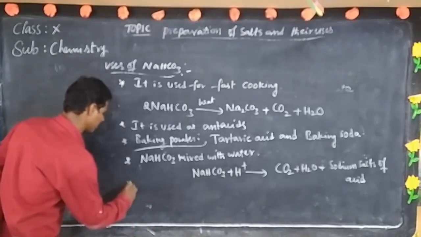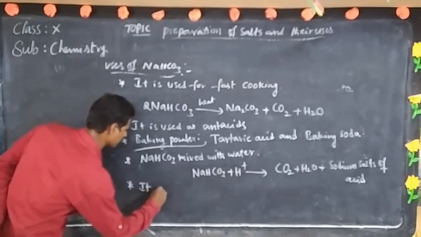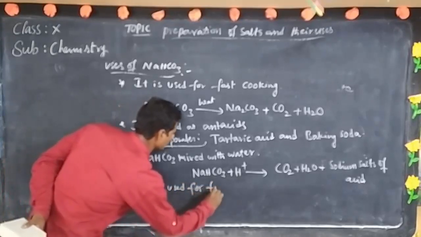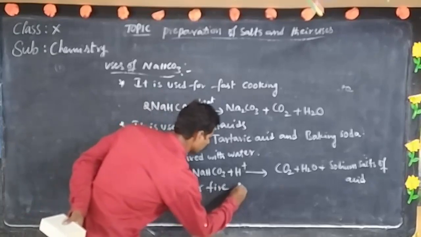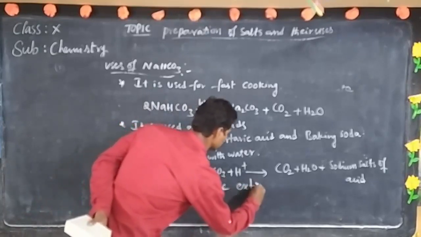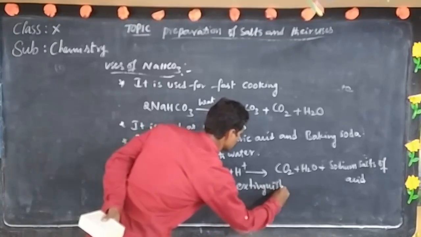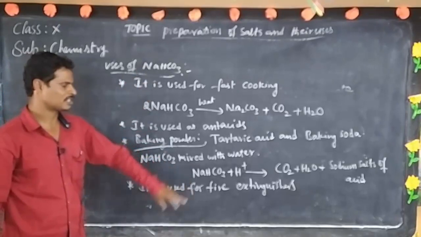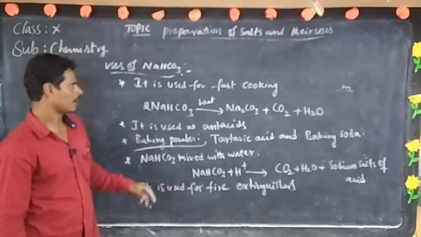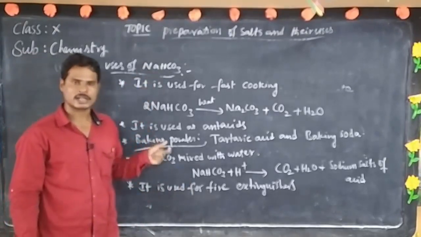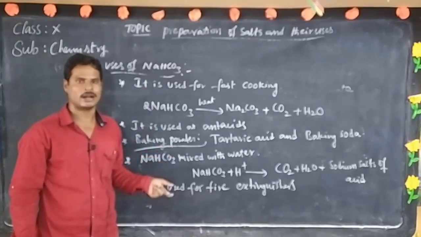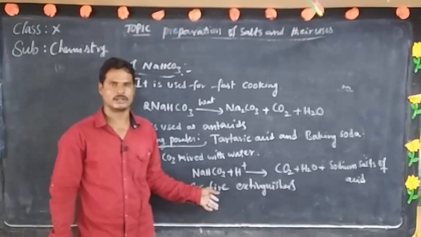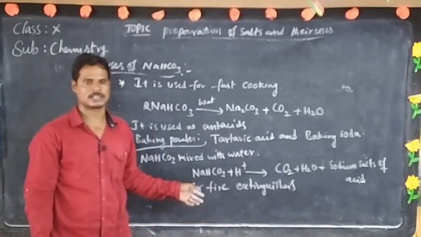Next, it is used for fire extinguishers. Why are we using sodium bicarbonate in fire extinguishers? Whenever sodium bicarbonate reacts with acid to release carbon dioxide, this carbon dioxide is used to put out the fire. That's why we are using it for fire extinguishers.